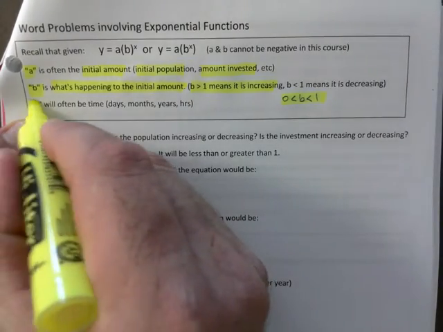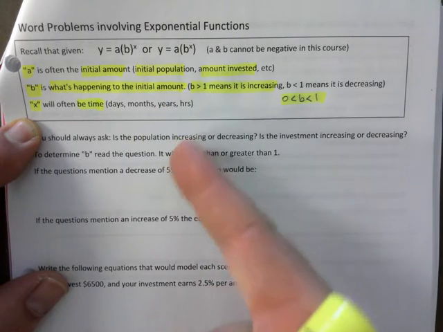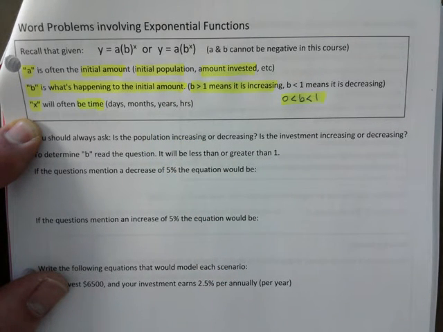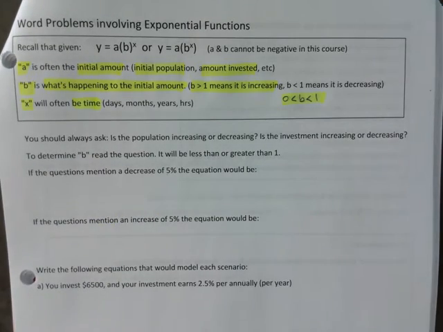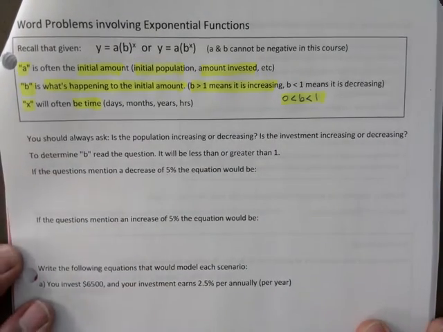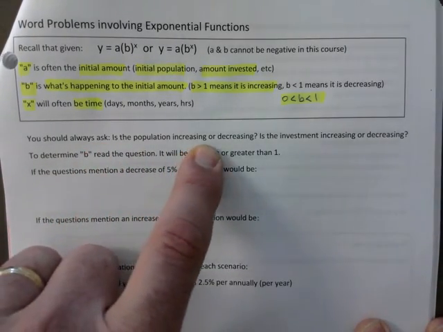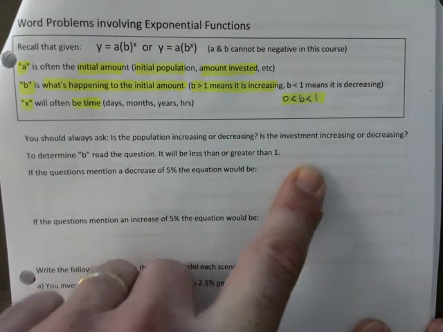X will often be time, right? It'll be days, months, years, hours, minutes, it could be seconds, whatever the question. Just look at the question. This is quite often used in relation to time. You should always ask, is the population increasing or decreasing? Is the investment increasing or decreasing?